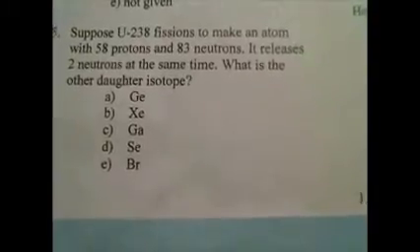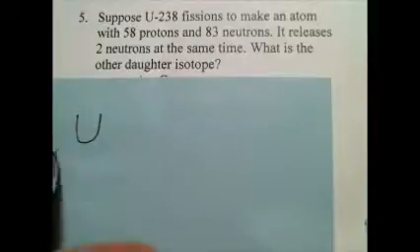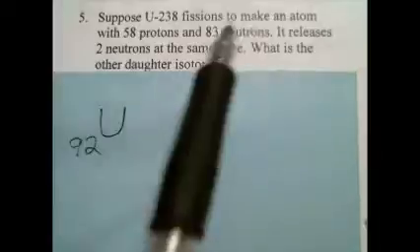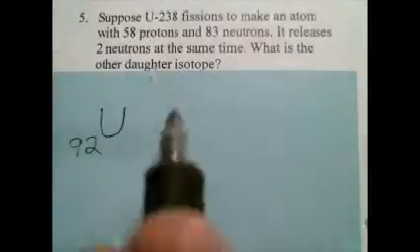Number 5. Suppose that uranium-238. Okay, this is slightly different than before. It's not 236 anymore, it's 238. It's a different isotope. That's okay. Lots of different isotopes of uranium exist. Okay, U-238. We start off with the U, and it still has 92 protons. That doesn't change. All uranium have 92. Okay, it fissions to make an atom with 58 protons.